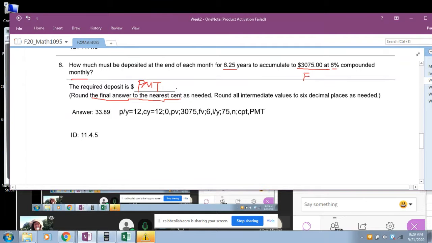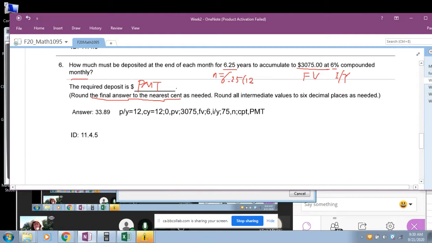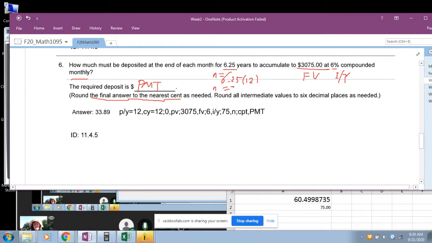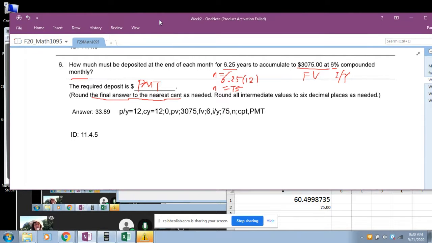Given future value is $3,075 and interest IY is 6%, and given N is 6.25 years. You deposit this money each month, so times 12. So N equal to how many months? N equal to 6.25 times 12. N equal to 75 months. Okay. So let's do the calculator method and then the formula method.